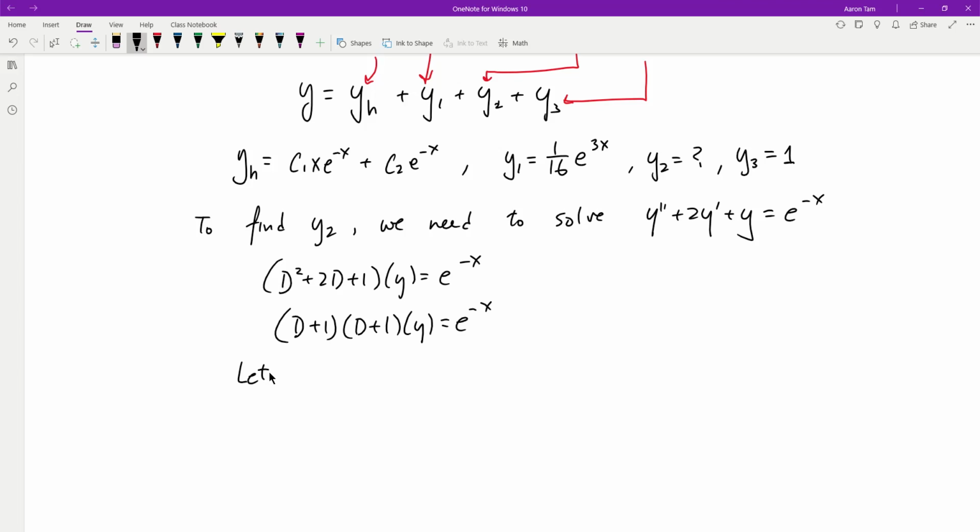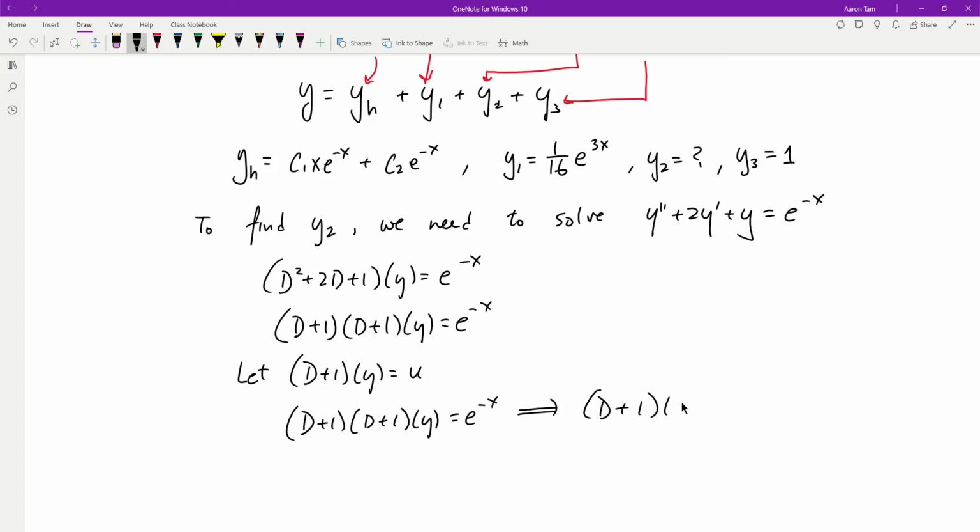As a matter of fact, I would suggest that you pause the video and try to go through the process on your own. Just mirror what we did in the first example from yesterday's video. But I'm obviously going to continue. I'm going to let (D plus 1) of y equal u, and therefore (D plus 1)(D plus 1) of y equal to e to the negative x turns into (D plus 1) of u equal to e to the negative x, and that means u prime plus u equal to e to the negative x.